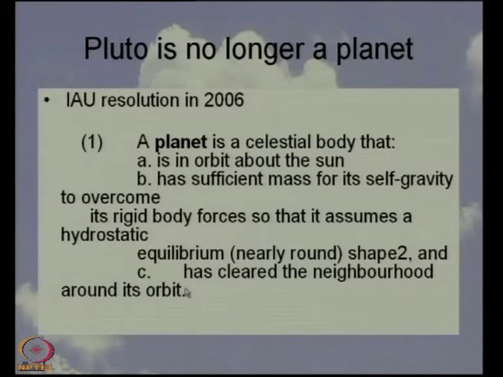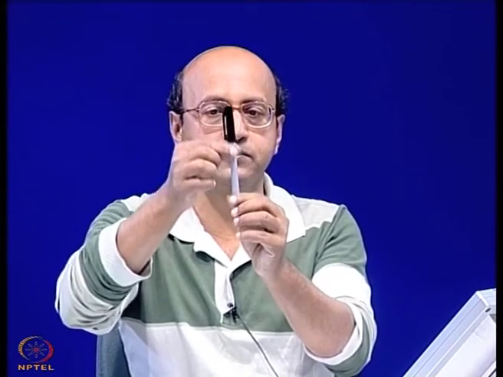and C, has cleared the neighborhood around its orbit. So, it should be in orbit around the Sun. It should have enough self gravity to come to hydrostatic equilibrium. An object may be in orbit around the Sun but not have enough self gravity to overcome the shape which is held there. The atoms are held together by electromagnetic forces and quantum mechanics, not by gravity. But if its gravity was sufficiently high, it would collapse and come to hydrostatic equilibrium, it would form a spherical shape, then it would be a planet.